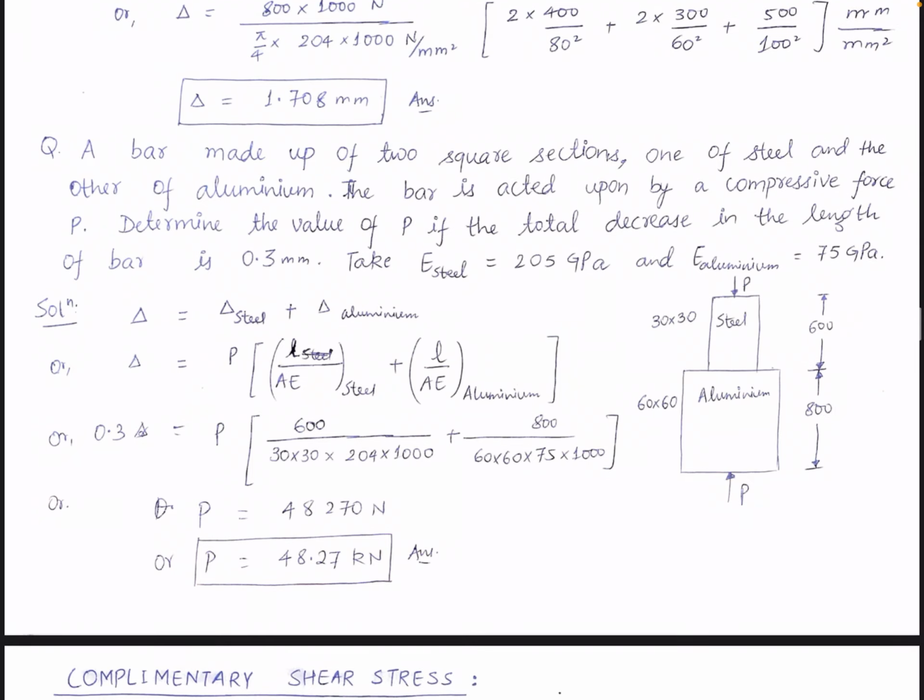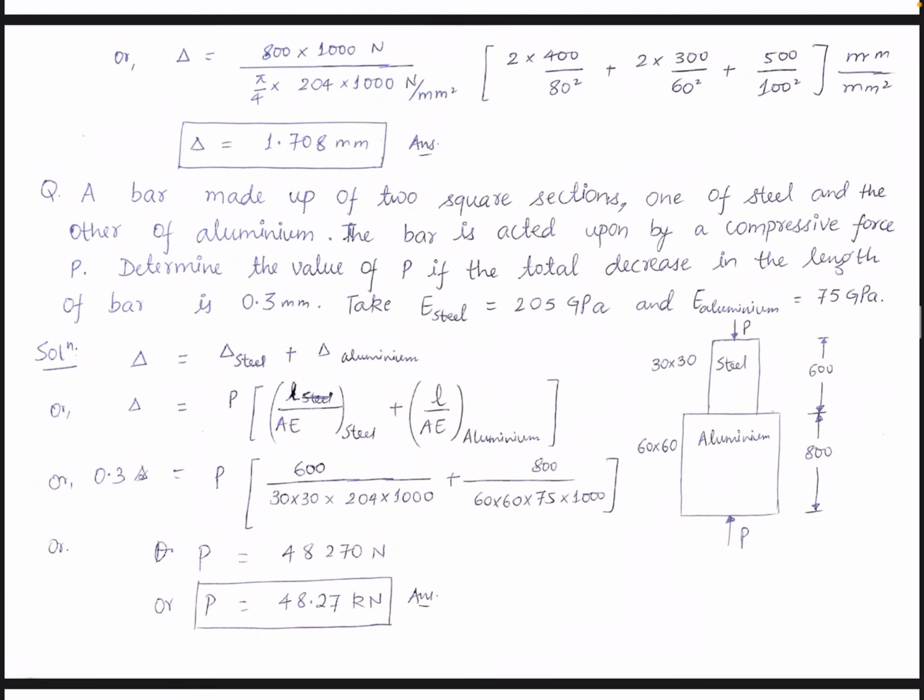Okay, so now let us solve one more problem. A bar made up of two square sections, one of steel and the other of aluminium. The bar is acted upon by a compressive force P. Determine the value of P if the total decrease in the length of the bar is 0.3 mm. You have to take E of steel as 205 GPa and E of aluminium as 75 GPa.